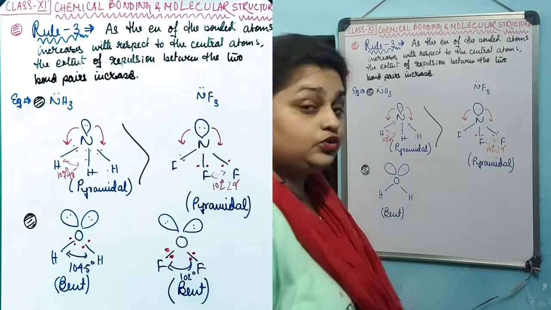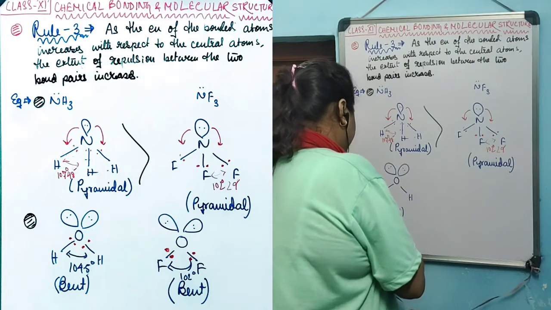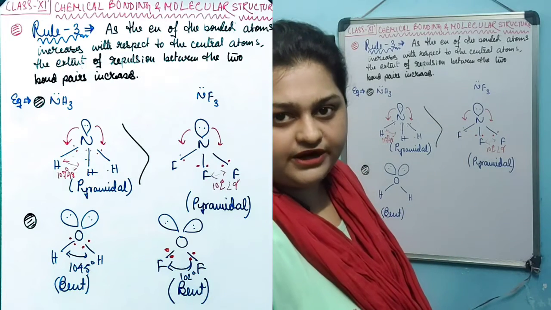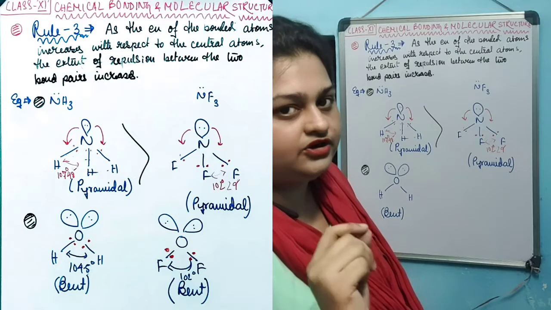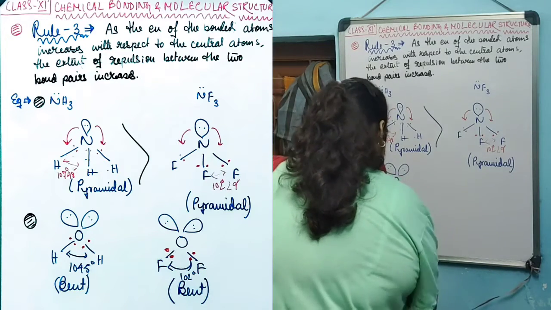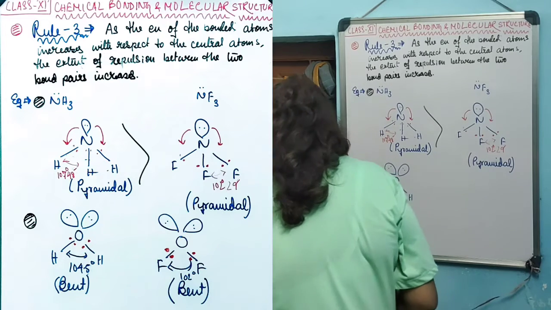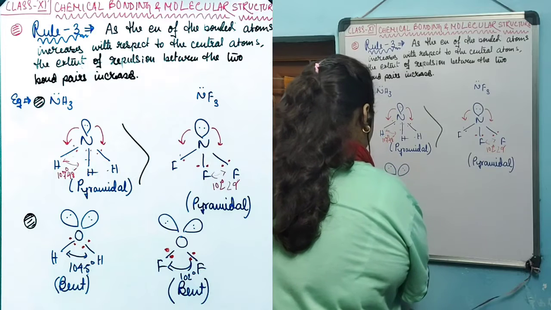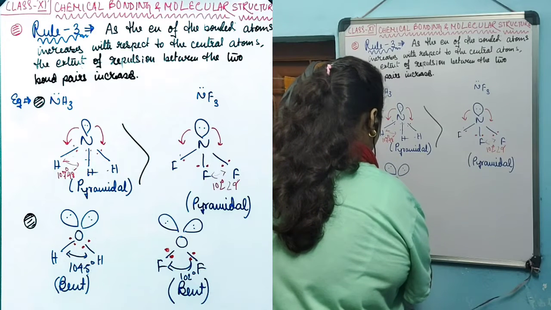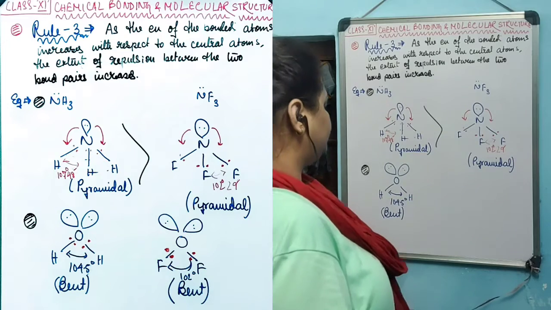So the two lone pairs are repelling the bond pairs. As a result, the bond angle will be far less compared to the regular tetrahedral 109 degrees 28 minutes, which can also be observed. That is, the bond angle between them is 104.5 degrees. This is the bond angle that can be observed between the two bond pairs.